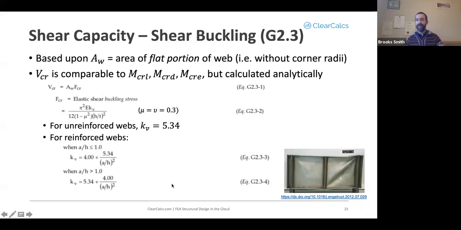This is, by the way, a difference that was introduced with supplement 1 in AISI S100-16. This used to just be one equation. It's been split into two now, depending upon the ratio of length to width. So if you haven't updated your specification to supplement 1, that's a difference that you'll see in supplement 1.